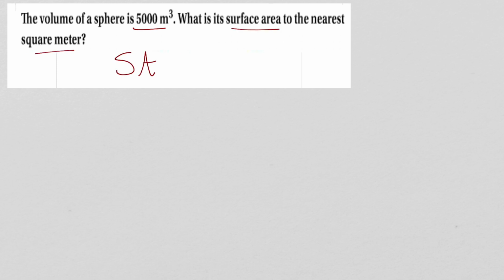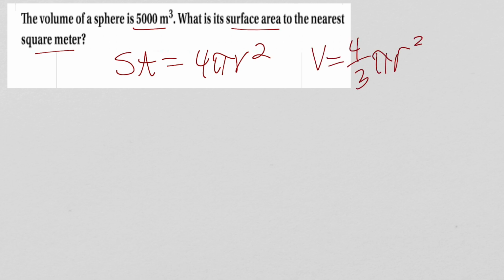All right, so surface area was 4 pi r squared. We're given the volume, and we know the volume formula is 4/3 pi r cubed. Let's plug in the volume, and we need to work backwards to try to get what r is. So how am I going to move all of this stuff away from the r cubed? Well, let's go ahead and get rid of the fraction first. I'm going to divide by 4/3 first.